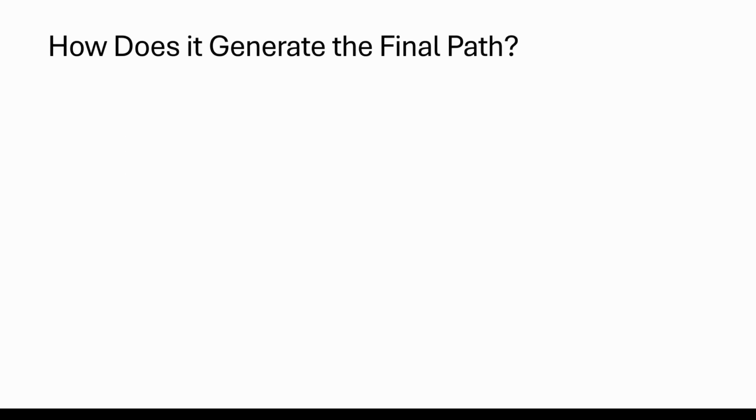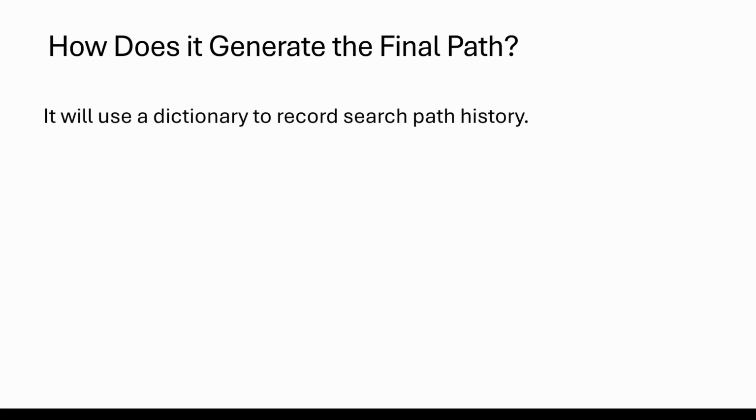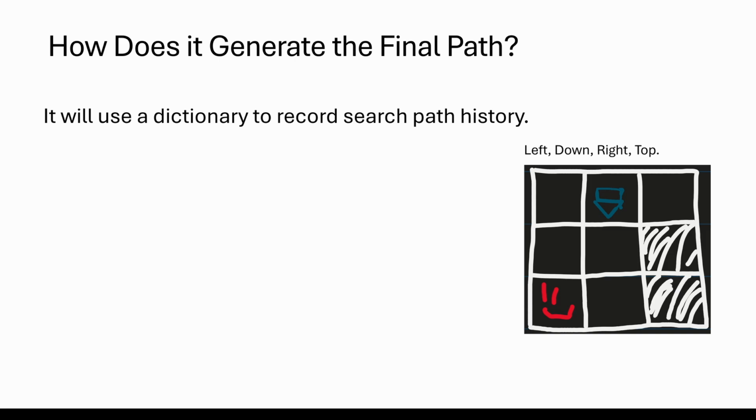Okay, so I didn't go through how BFS generated the final path, so I'm going to quickly go over that before I move on to this final algorithm, which is uniform cost search. It works by using a dictionary to record the search path history. I'm going to give you a very small example to showcase this. And again, we'll use the same priority order as usual: left, down, right, top.